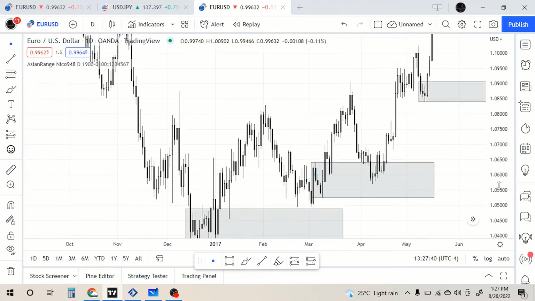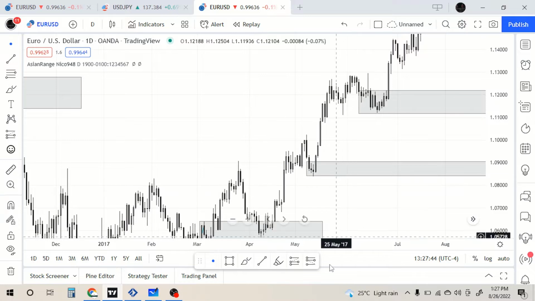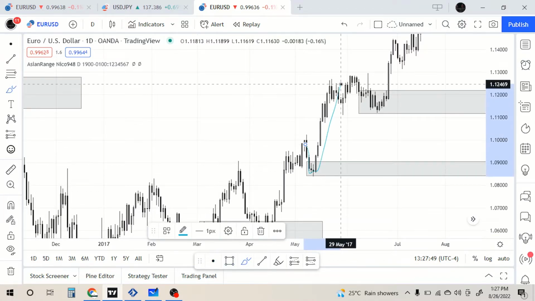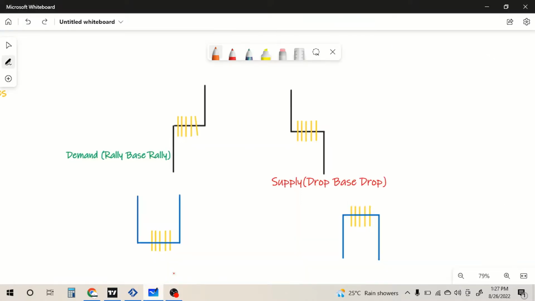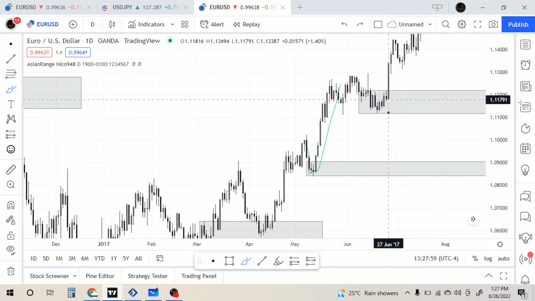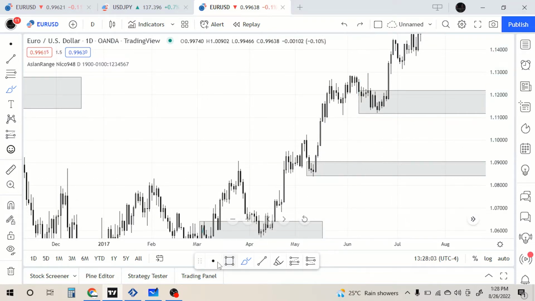So you can see I ended up marking up every single demand zone we had, which was comprised of a drop, base, rally. Does that sound familiar? Yeah, drop, base, rally, familiar, nice. And then this was once another drop, base, rally. Now this does not mean that every single time price is going to come down and move higher. No, not gonna happen, never gonna happen.